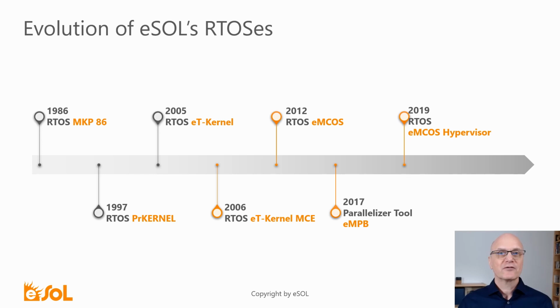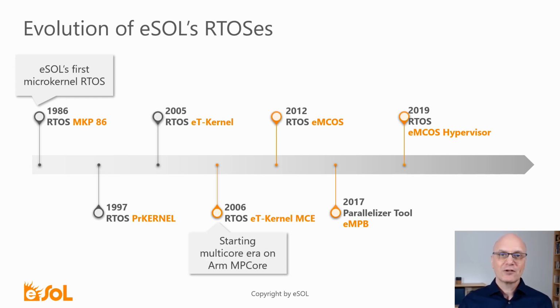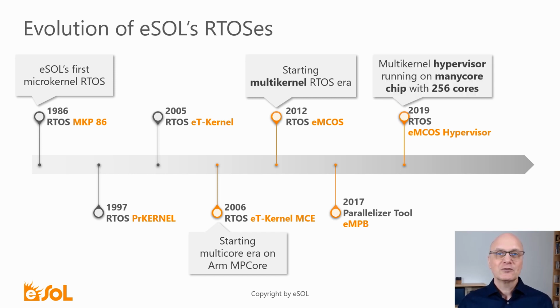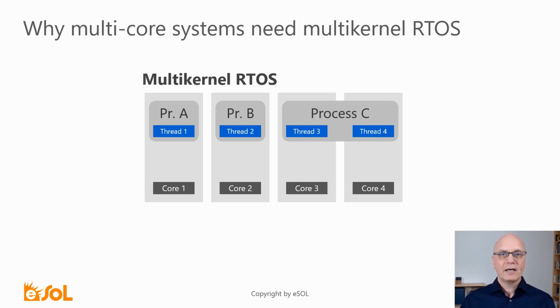eSOL's RTOSs have gone through the same evolution. In 1986, eSOL launched its first RTOS for single-core CPUs. In 2006, we released the first commercial multi-core RTOS for the first multi-core CPUs produced by ARM. In 2012, eSOL was the first company to develop a multi-kernel RTOS. In 2019, it was equipped with a hypervisor option and was used for the first time on a many-core chip with 256 CPUs. Multi-kernels have been specially developed and optimized for use with multi and many cores.